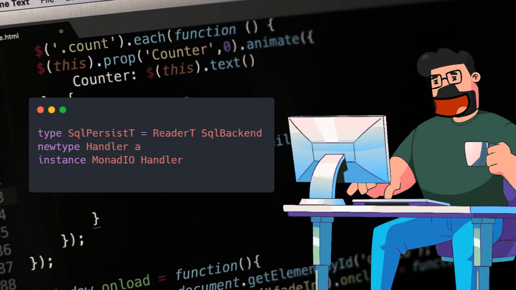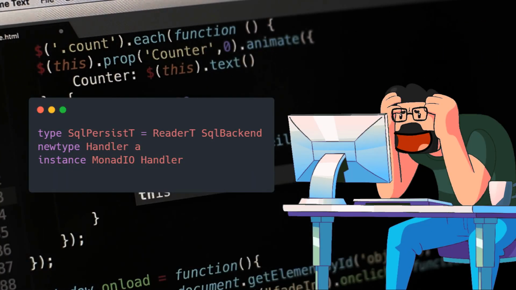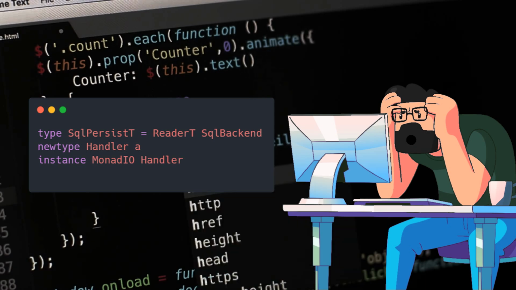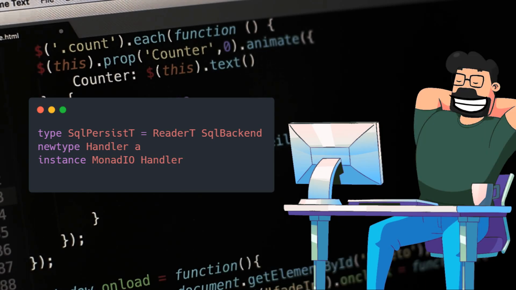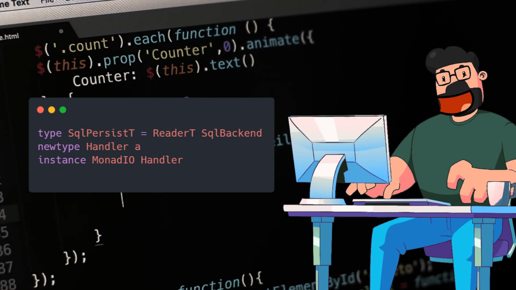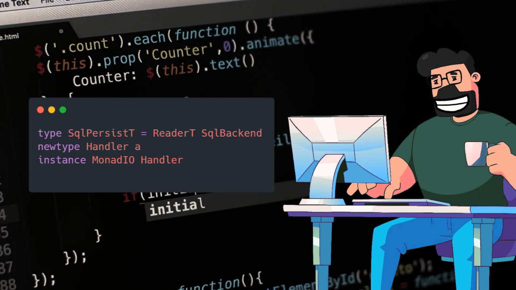Moving on to the next part of the solution, we introduce the specialized definitions that play a key role in our implementation. These definitions include SqlPersistT as a type alias for ReaderT SqlBackend, a new type Handler a, and the fact that Handler is an instance of MonadIO. Understanding these specialized definitions helps us create a concise and efficient solution to our problem.